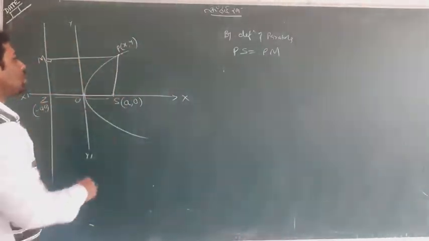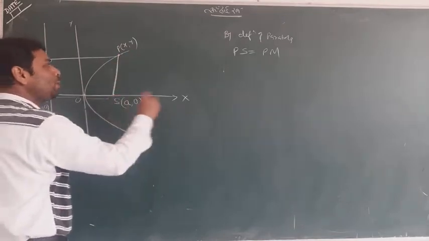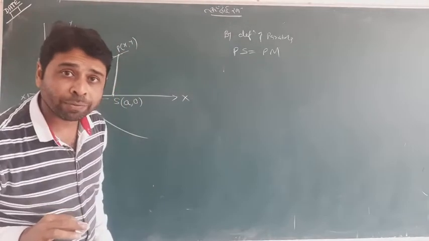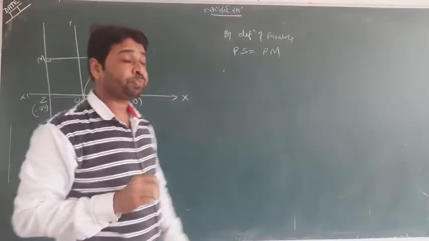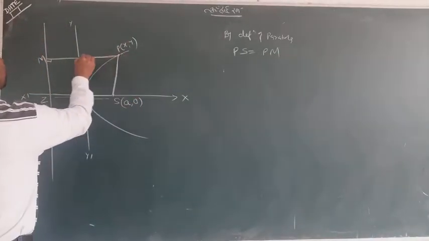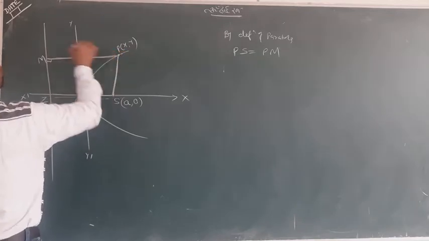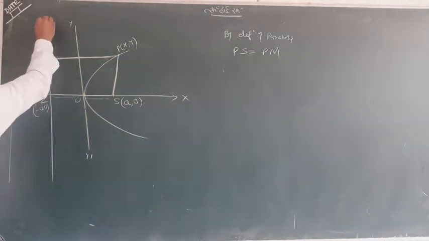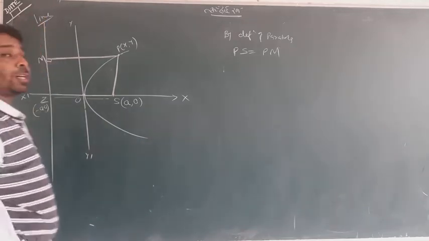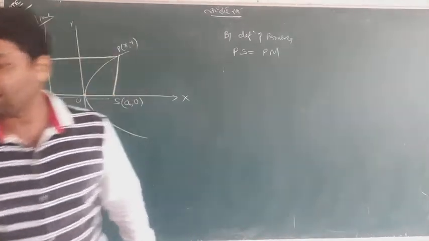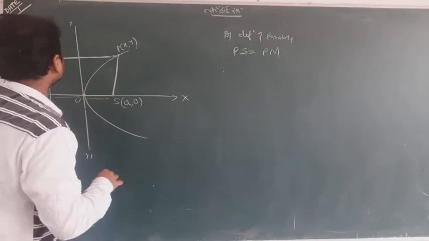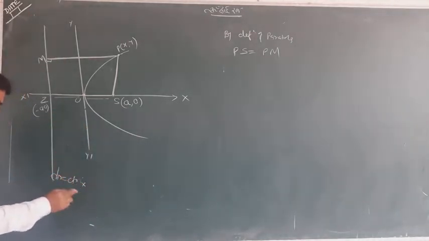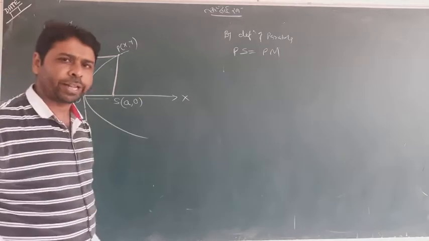Look at PS first. PS means the distance from P to S, which we can obtain by the distance formula. But what is PM? PM is the distance from P to the directrix. A very important thing is that the directrix is a line. So I will first find the equation of that directrix. This is the directrix, and I will find its equation.